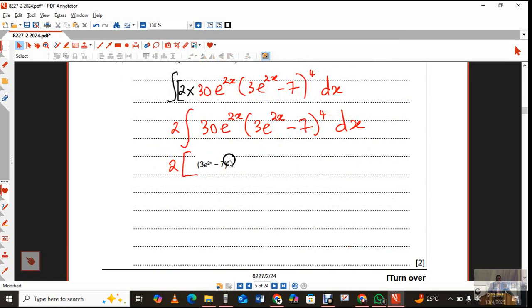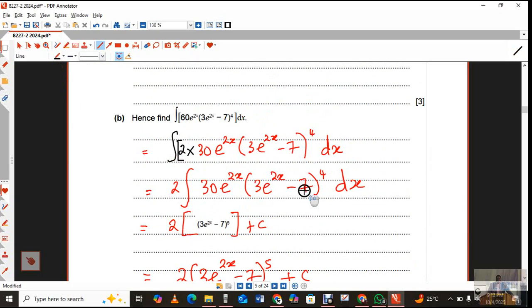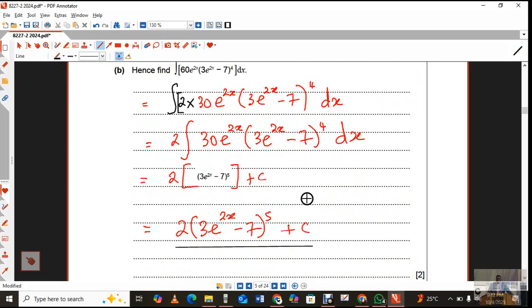And then we're obviously going to say, if you close this nicely now, plus the constant of integration. At the end of the day, let me just rewrite it nicely. It's 2 open bracket 3e to the 2x minus 7 to the power 5 plus c. Okay, that's it. And it's 2 marks. There's not a lot that you needed to do, but I just wanted to show you that.